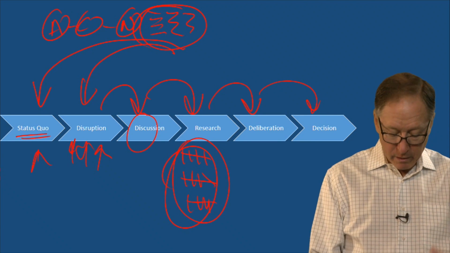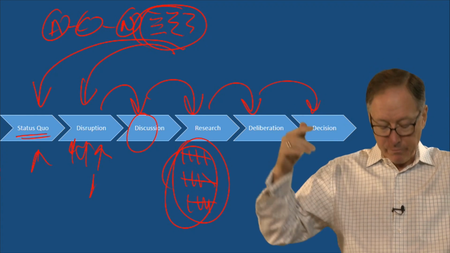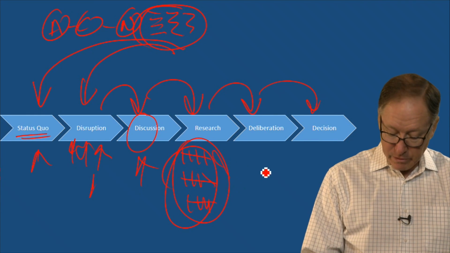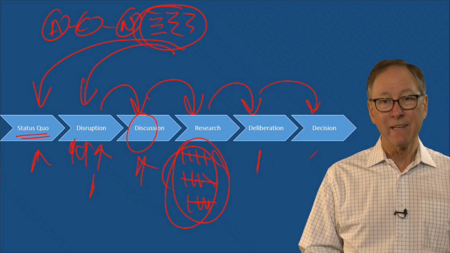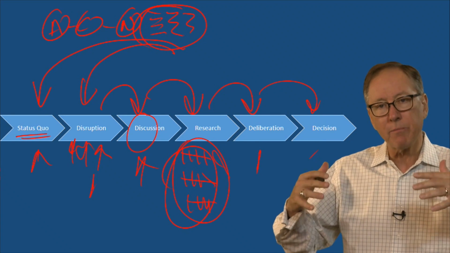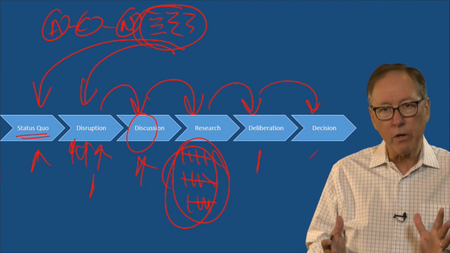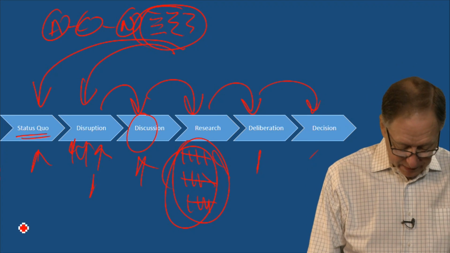Status quo, here we are. Disrupt, something came into their life, made them think. They talk about it, they research it, they deliberate, and then they buy. It's just the way it goes. So when you've got this automated thing working for you, you know when to jump into the conversation.